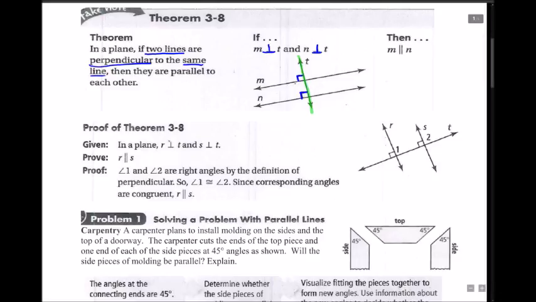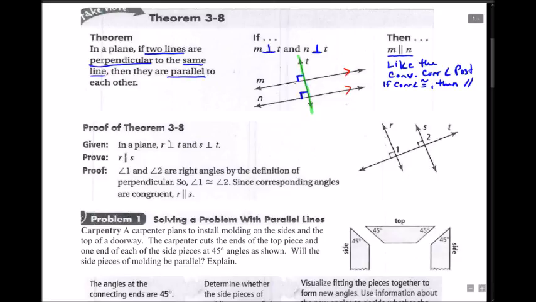So if our 2 lines are perpendicular to the same line, then what are we going to say about these lines? These lines are going to be parallel to each other. We can say that these lines are parallel, so we are going to be able to mark them parallel. And this is like the converse of our corresponding angles postulate. What did the corresponding angles postulate say? It said if corresponding angles are congruent, then our lines are parallel.